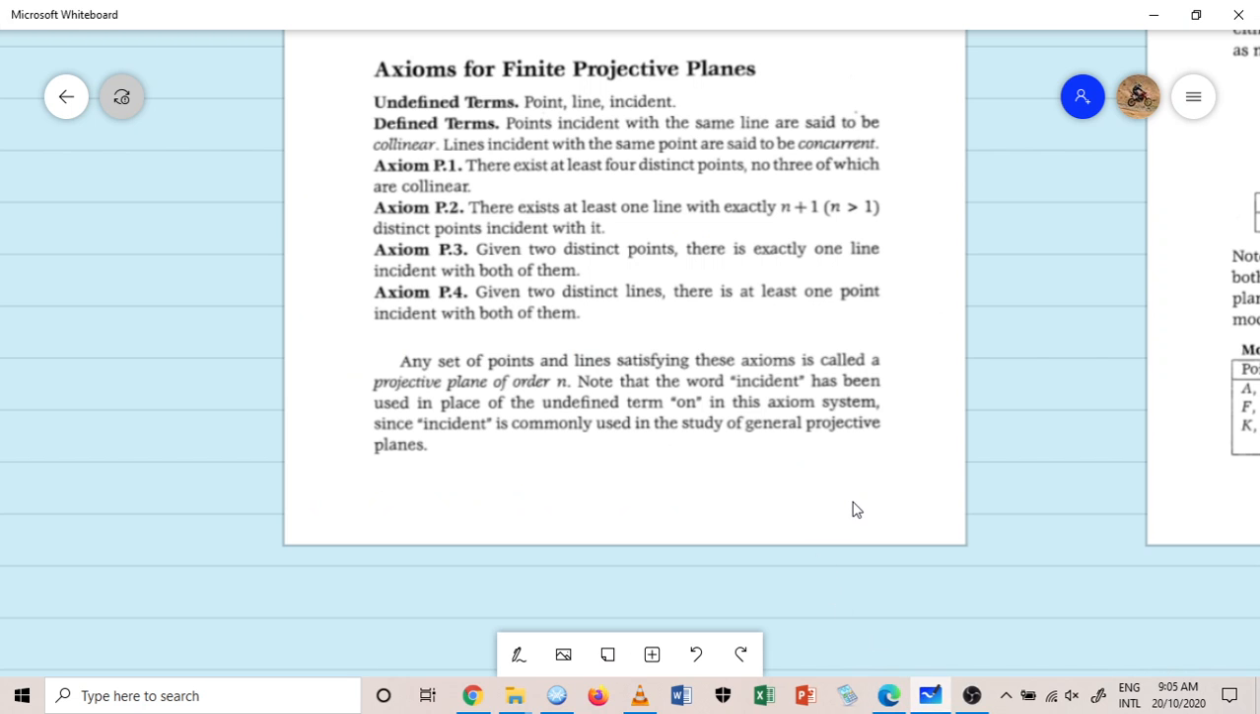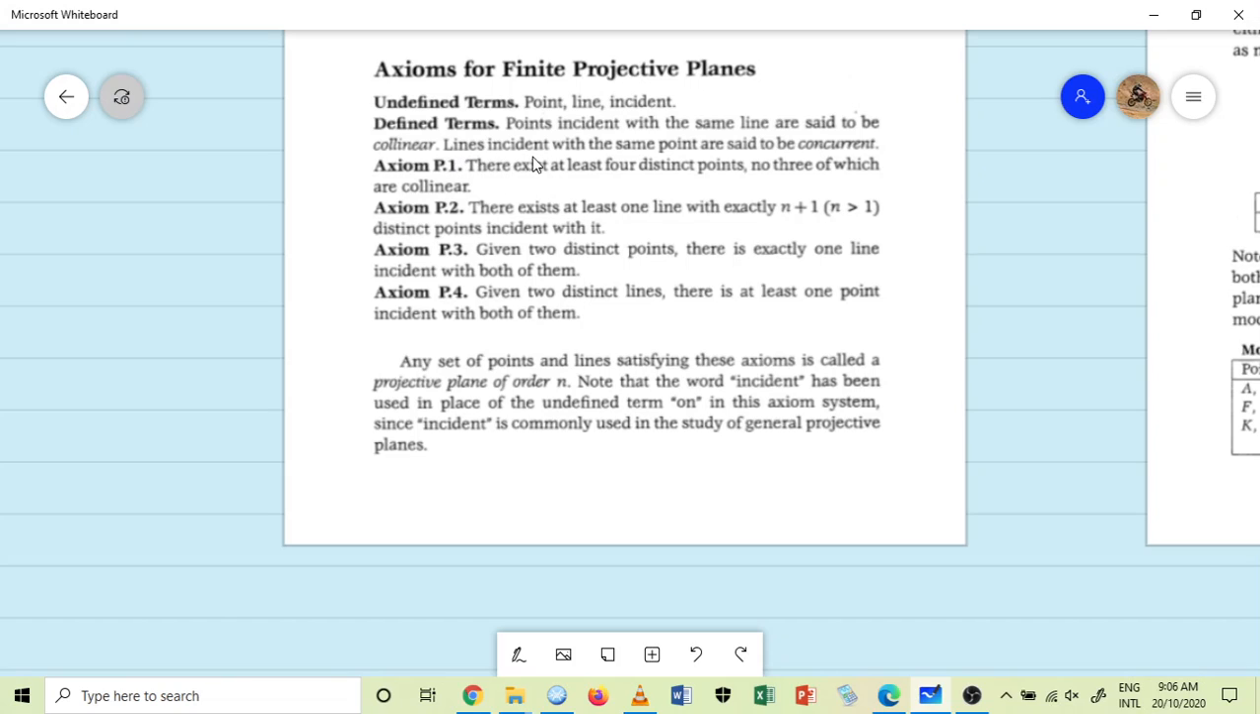For us to understand what a finite projective plane is, we have here the axioms of the finite projective planes. We will be talking about point, line, and incident. Then we define points incident with the same line are said to be collinear. So these are points which lie on the same line. Collinear points.